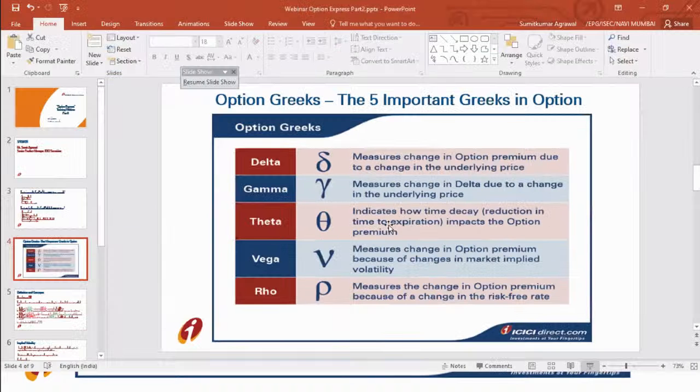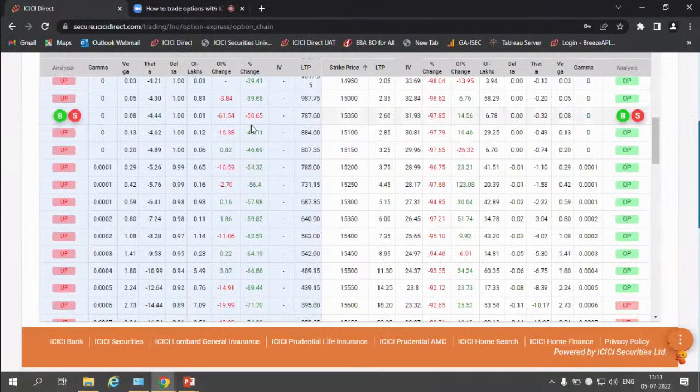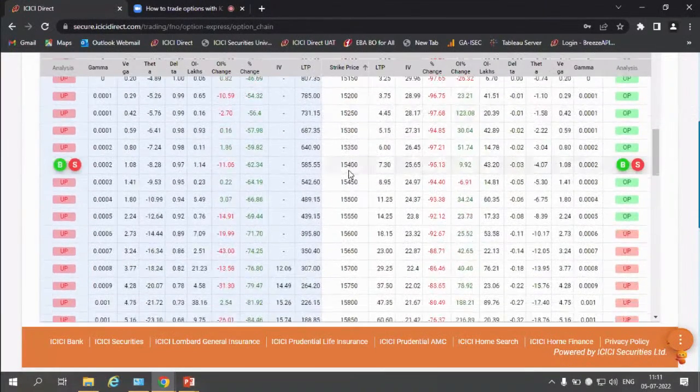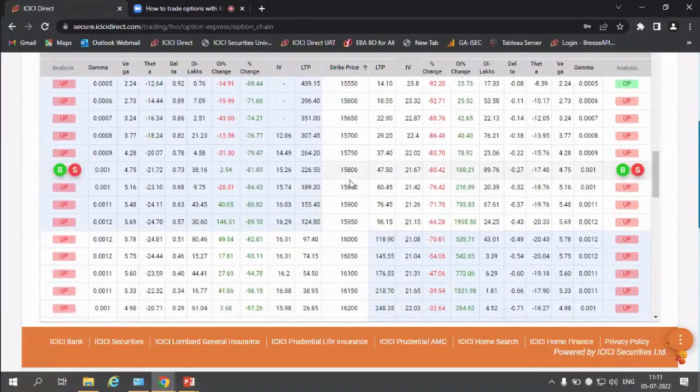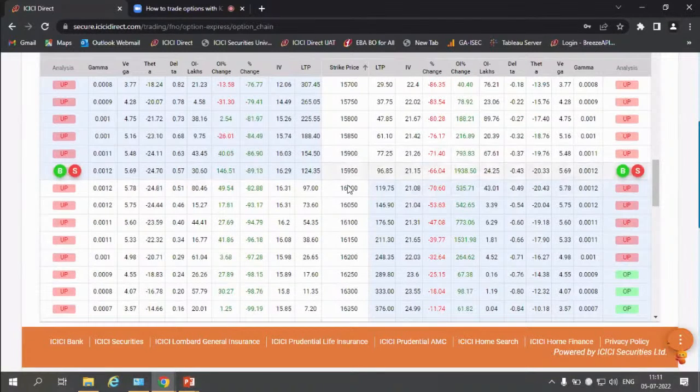So let me show you directly here in the option chain. For current, the market price is about 15,900. So here it is 850, 900, let's say. So 16,000, let's talk about 16,000. Here the theta is about 24.881 rupees. At the moment there are 2 more days left.